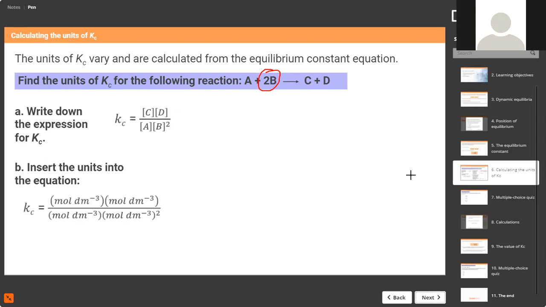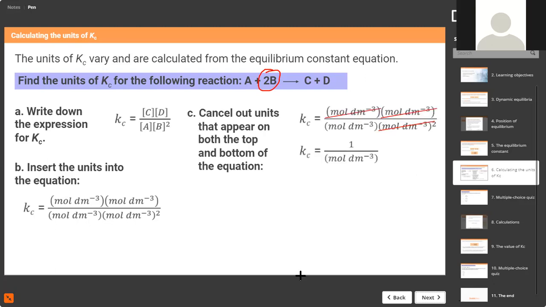Then we insert the units into the equation. Moles per decimeter cubed is the unit we will use. So the top is just moles per decimeter cubed for both. The bottom is moles per decimeter cubed, and moles per decimeter cubed to the power of 2. This is where it gets interesting. We cancel out the units that appear on both the top and the bottom of the equation. Nothing is left on the top, and we can cancel one on the bottom because it occurs twice, so we just have 1 lot here.